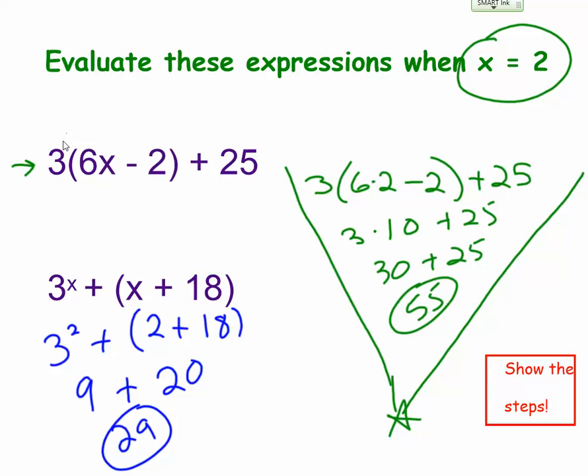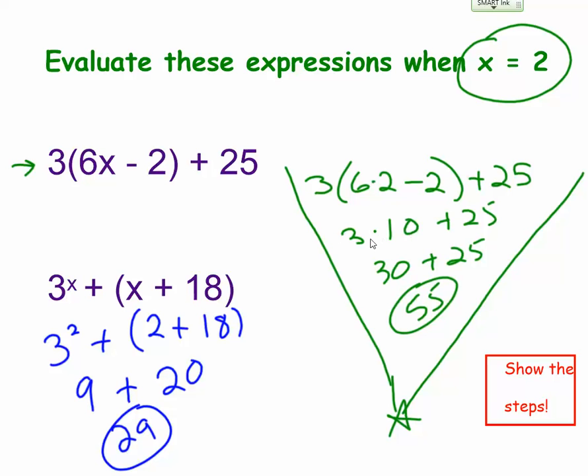And then we talked about evaluating these expressions and going down, showing your steps. Think of this as an upside down Christmas tree. So first thing you do is take the problem and substitute 2 in for x. So we took out x here and put in 2.